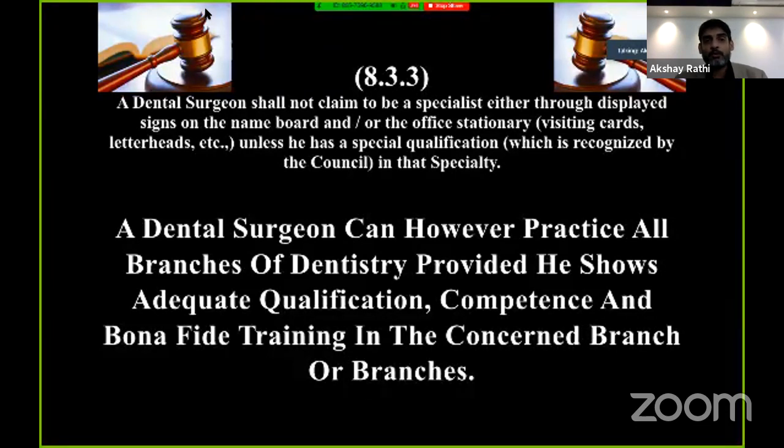When you go to the code of ethics in DCI online, you'll see that a dental surgeon can, however, practice all branches of dentistry. If you were not in a position to practice orthodontics, believe me, I would not have been able to conduct OrthoTrain, which is now in its 16th year. And every year we have 3 batches and about 35-40 dentists who train every year and go and start practicing fixed orthodontics in their practices.